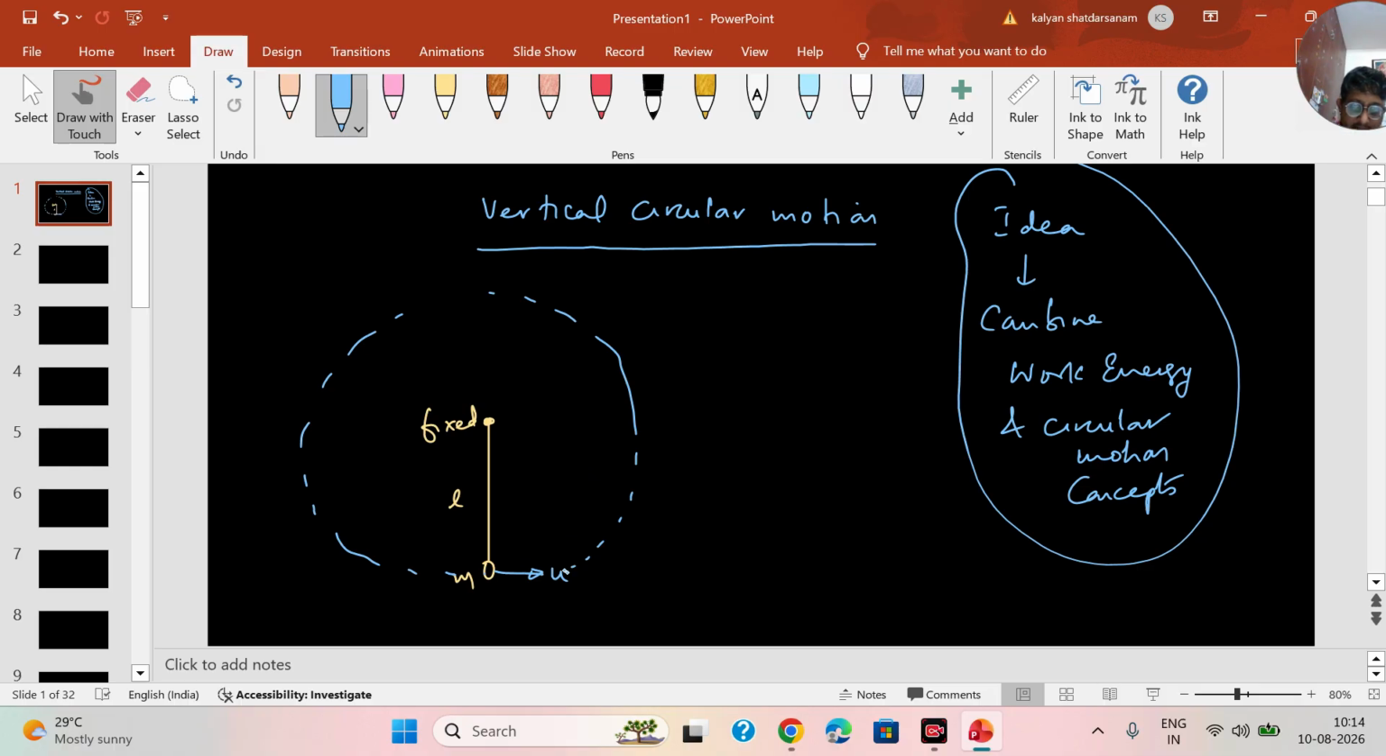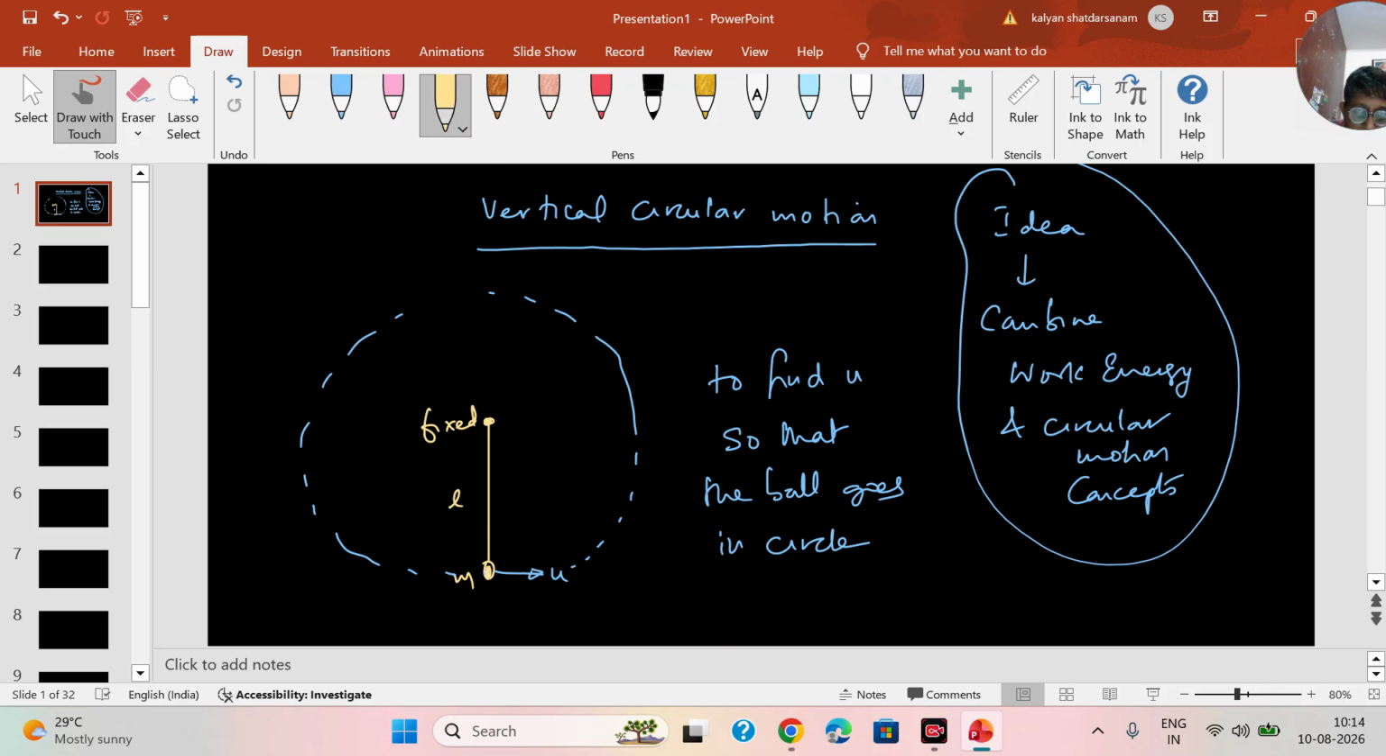So my idea is I have to find u so that the ball goes in circle. Only the ball has mass m, string is massless. String is massless.